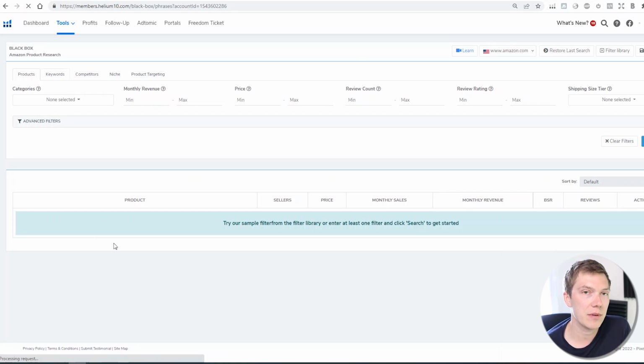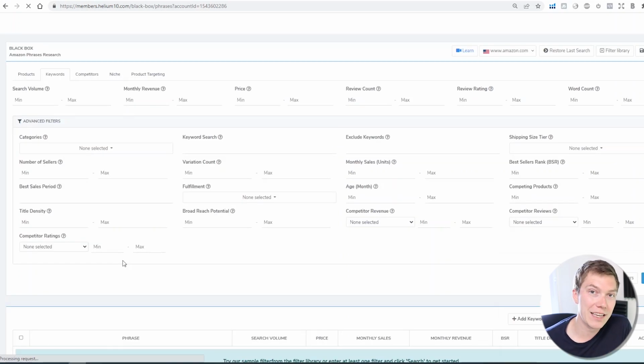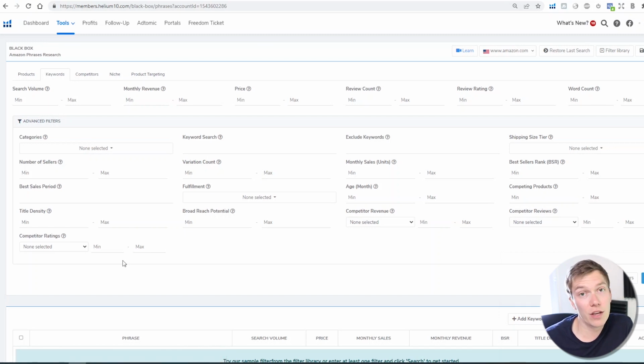Now, the keywords tab differs to the products tab because instead of you being shown products, you're going to be shown keywords or search terms that actual customers out there across the country are using. And that can basically put you one step ahead of the curve because instead of being shown very specific products, you'll be shown a range of search terms that people are using, which can give you clues for products that might not even be on Amazon yet.